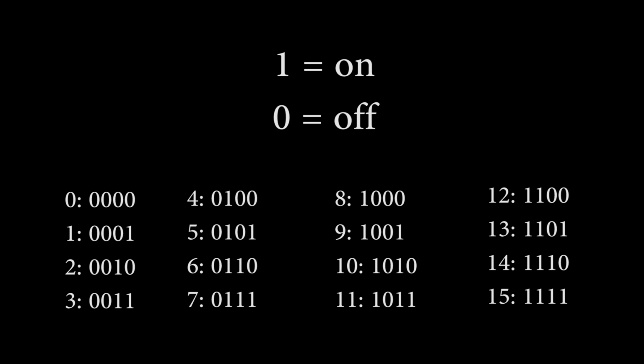Given that switches are either on or off, their states are binary. So by combining the states of the different switches, we can achieve up to 2 to the power 4, which is 16 different combinations. So in this example, we'll be able to switch between up to 16 different scripts.